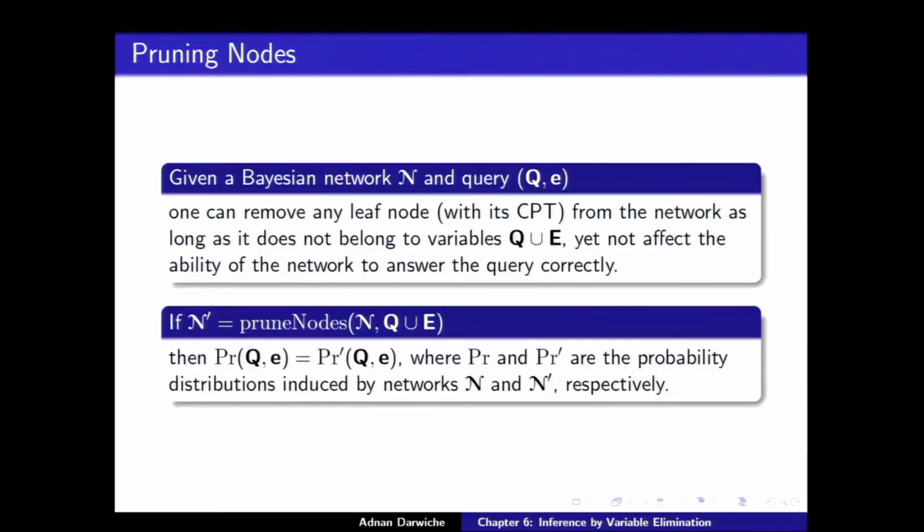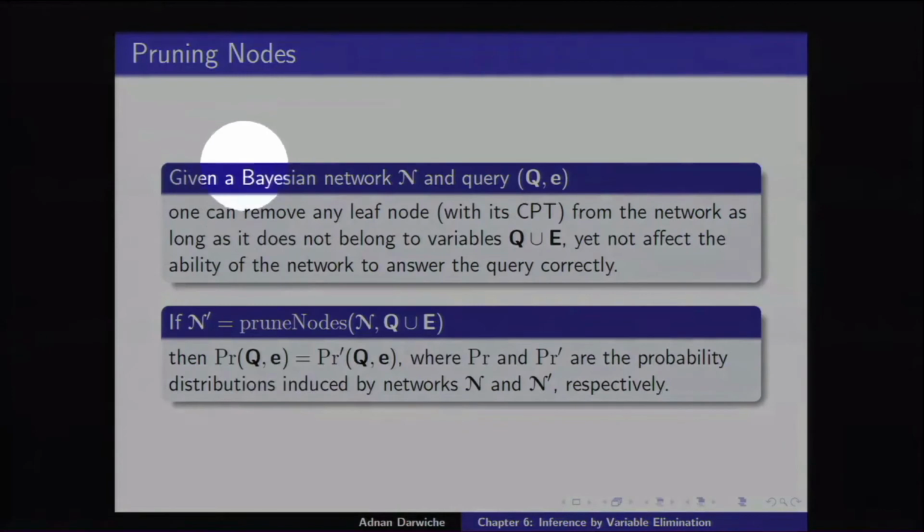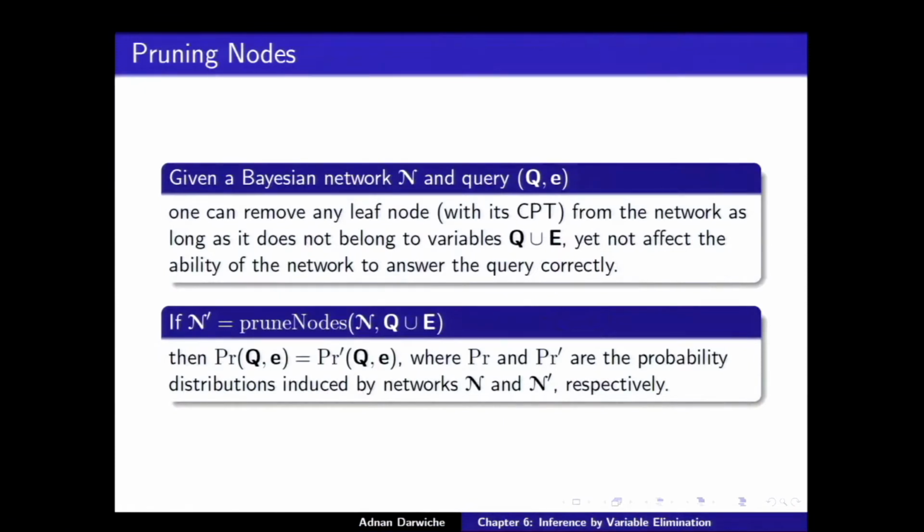Here's the first part of it. Pruning nodes. Given a Bayesian network N and a query Q, e. Remember, marginal over Q, the evidence, small e. What you can do is remove any leaf node with its CPT from the network as long as it does not belong to this set of variables. It's not in Q and it's not in E, yet it does not affect the ability of the network to answer the query correctly. Do you understand it procedurally? It's very simple. Any leaf node that does not appear in the evidence variables or the query variables, drop it.